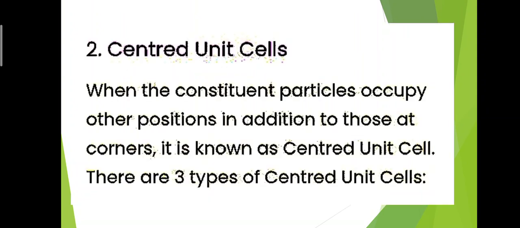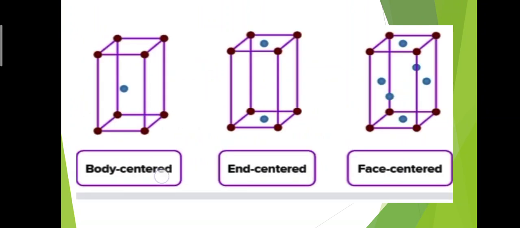Now, centered unit cells. When the constituent particles occupy other positions in addition to those at corners, it is known as centered unit cell. There are 3 types of centered unit cells: body-centered, end-centered, and face-centered.